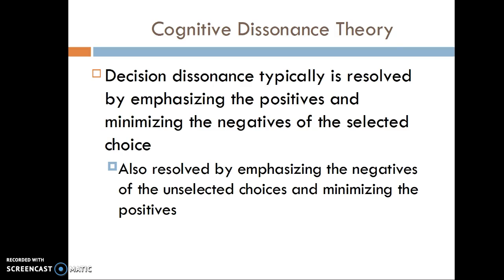So decision dissonance is typically resolved by emphasizing the positives and minimizing the negatives of whichever choice is selected. And it's also resolved by emphasizing the negatives of the unselected choices and focusing on all of the positives of the choice that you made.